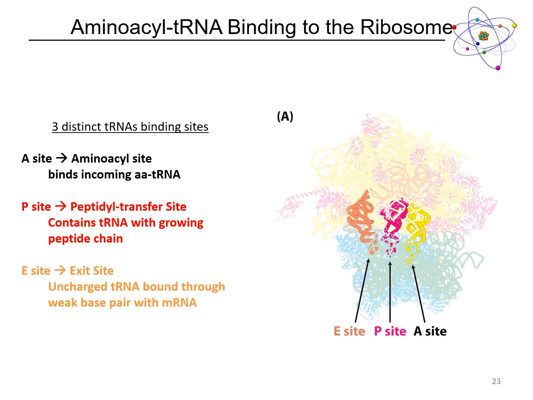Okay, looking closer at the active site where the action happens. So here we see that there are 3 distinct tRNA binding sites. There's the A site we see here. There's the P site and the E site. So the A site stands for the aminoacyl site. This is where the incoming aminoacyl tRNA binds. The P site stands for peptidyl transfer site. This is the location of the growing peptide chain.